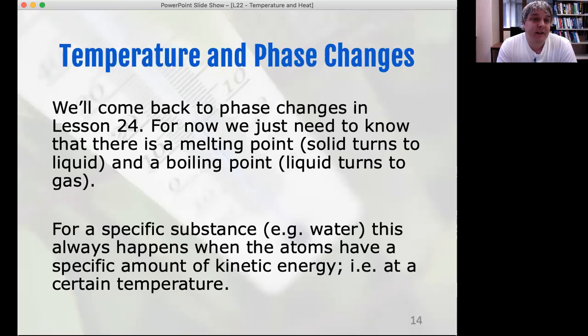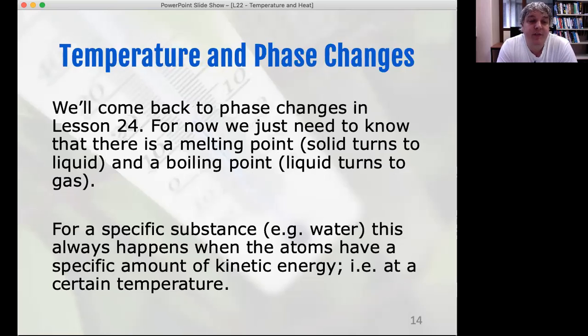We'll come back to phase changes. In lesson 24, we're going to talk a little bit more about phase changes. We're going to also look at some more examples of just temperature changes in general, expanding on what we're about to look at. For now, what we want to know is that there is a melting point where a solid turns into a liquid, and there is a boiling point where a liquid turns into a gas. And so we want to be aware that there are those temperatures where that will occur.